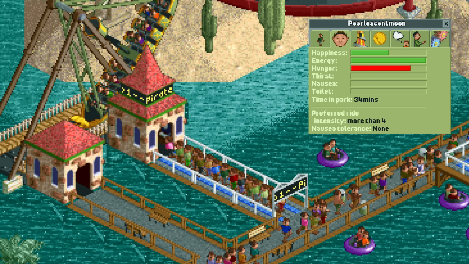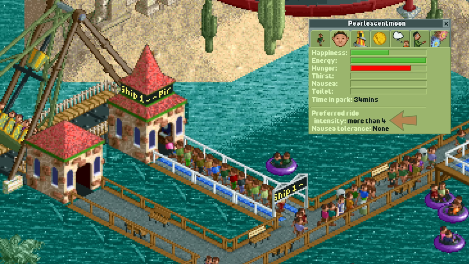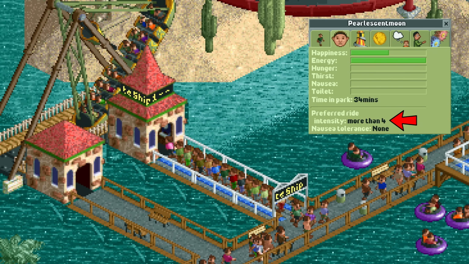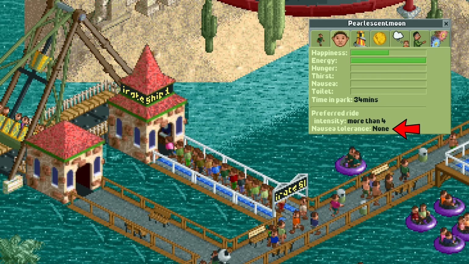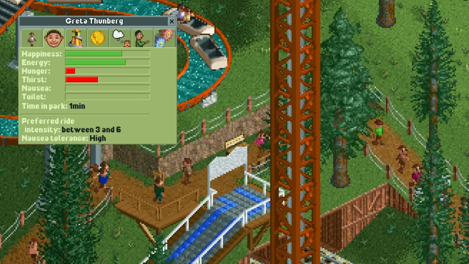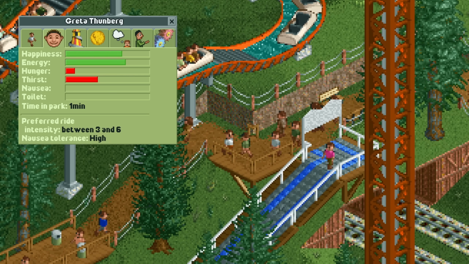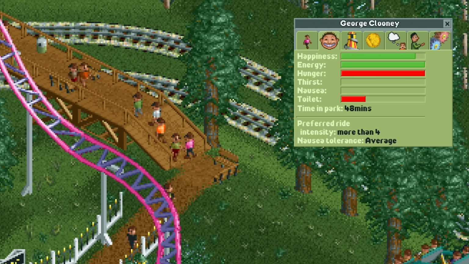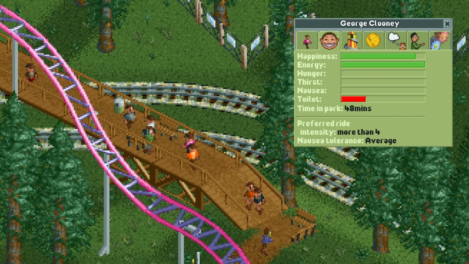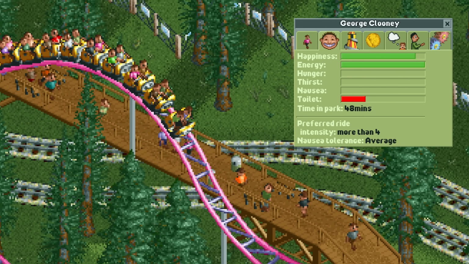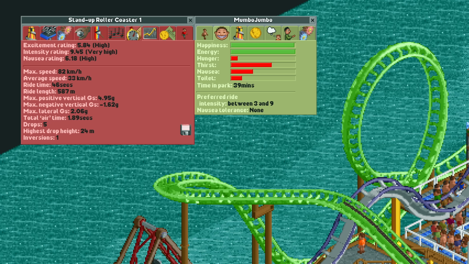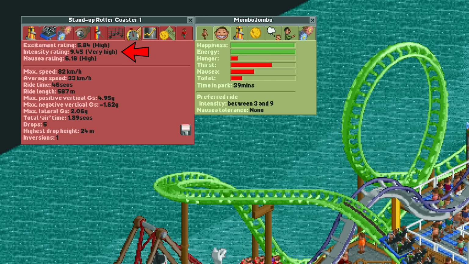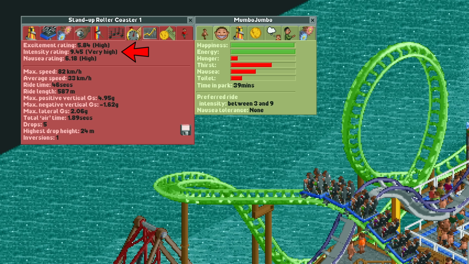When you click on a guest and check their stats tab, it will tell you their preferred ride intensity with numbers and the nausea tolerance with a more vague one-word description. This guest has an intensity preference of between 3 and 6 and a high nausea tolerance, while this other guest will ride anything with over 4 intensity but only has an average nausea tolerance. How the intensity preference works seems pretty clear. Just compare the intensity rating of the ride to the preference of the guest and you will see whether they will ride it or not.